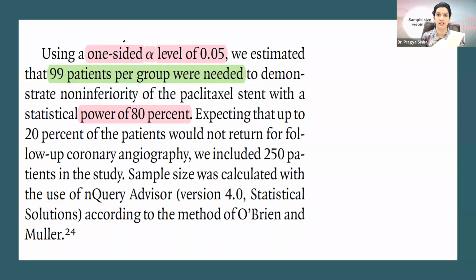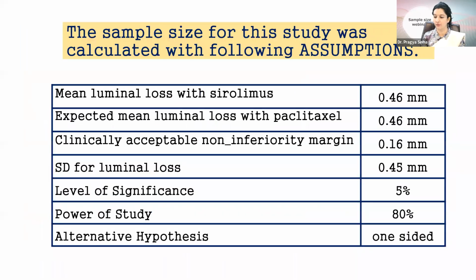So now let's see what are the inputs which I need to put. If you see, the luminal loss is 0.46, but again, if you see the value, this will be the same. So let me open it. Now, do you understand why these two values are the same? Their clinically acceptable non-inferiority margin is 0.16, and the standard deviation for this luminal loss was 0.45. The level of significance was 5%, and the power of the study is 80%.